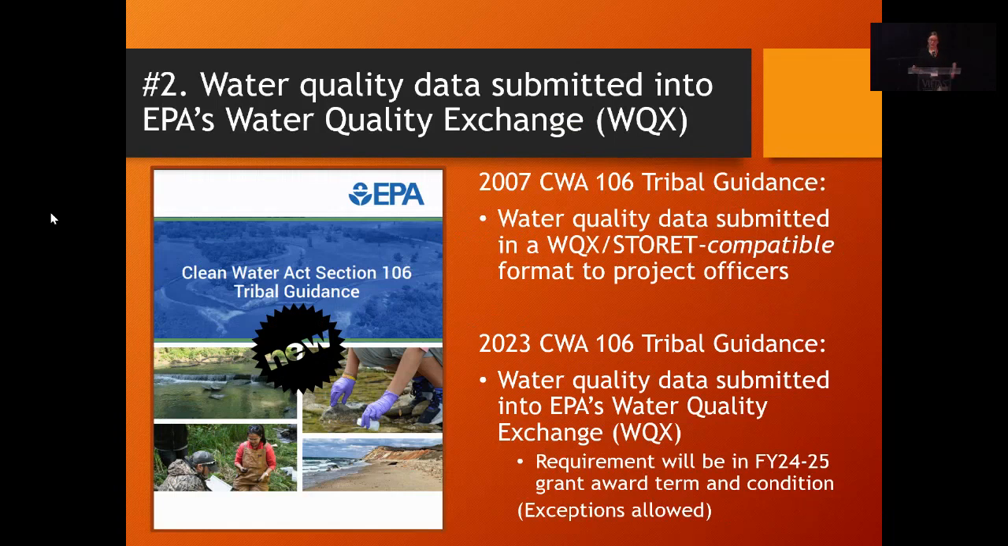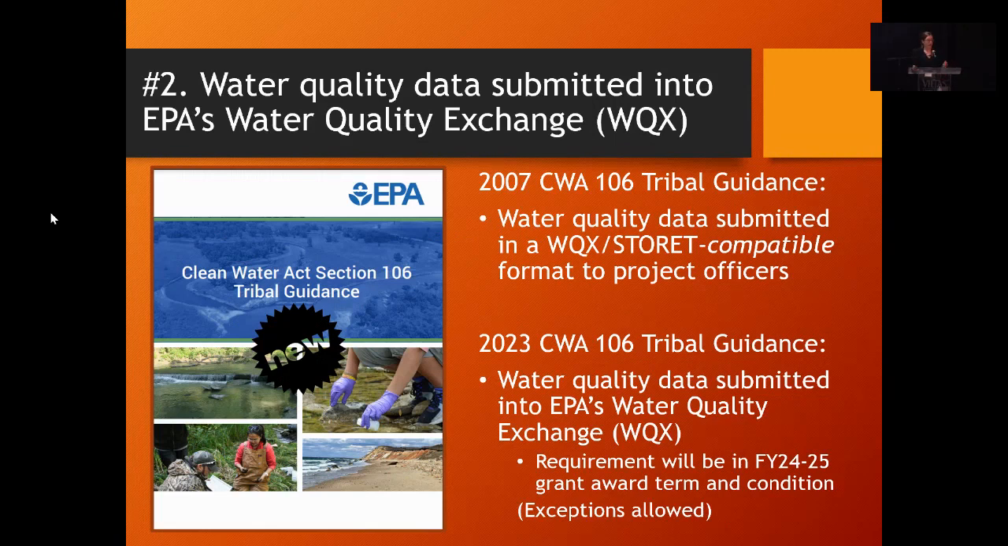All right, so as Kelly mentioned, the second reporting requirement is submitting data into WQX. You may see on this slide, there's a new 106 guidance that was just published this year in January, and one of the changes impacts this reporting requirement. The previous guidance, which was published in 2007, so an update was greatly needed, was just that you had to submit compatible data, WQX compatible data, meaning that it just had the right metadata associated with your results to project officers. So this could just be a spreadsheet.